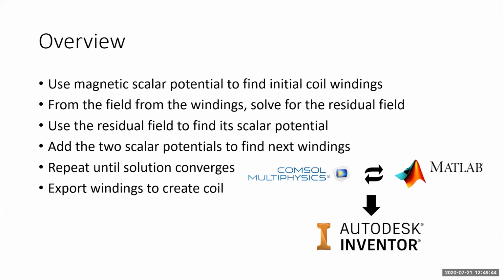So an overview of this method is, first we use the magnetic scalar potential to find your initial coil windings. And then from those, we can solve for the residual field and its scalar potential, add them together, and then repeat, where we then create the wires again, find the residual field, and continue until we get a solution that converges. And from then you can export the windings and create the coil.